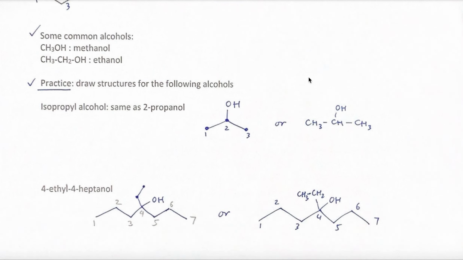Okay, so here's some practice for us to do. Draw the structure for the following alcohol: isopropanol, isopropyl alcohol, or 2-propanol. You could do the line formula way, or you can do the condensed formulas. Okay. Number 2, we've got an alcohol.